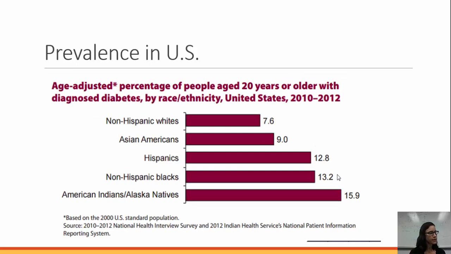Okay, so the prevalence in the United States by racial and ethnicity groups is here, and the take-home message to this is that rates are greater in minority populations, especially in non-Hispanic Blacks and American Indians, or Native Americans.